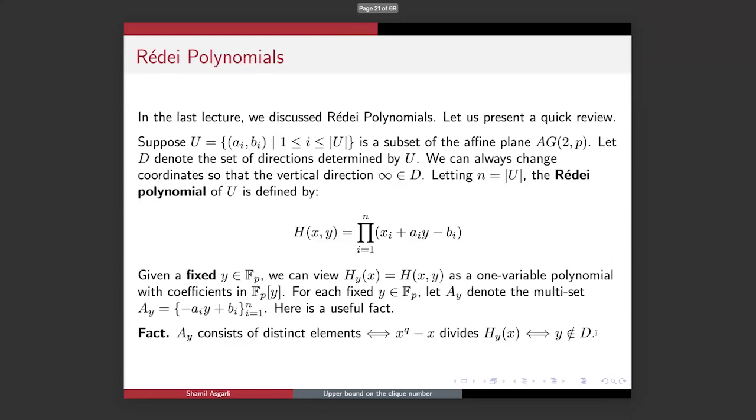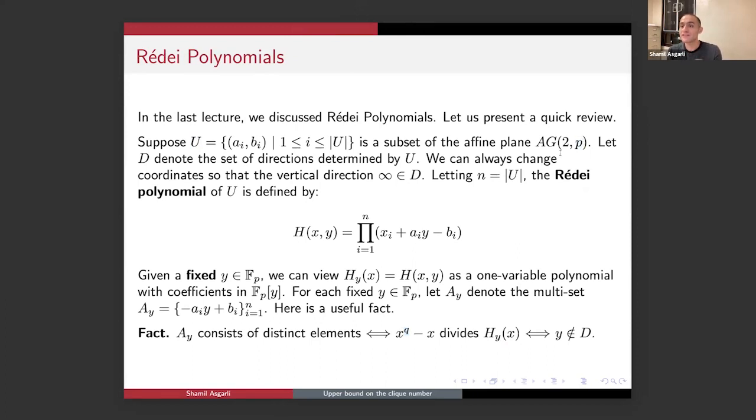Shamil, sorry, but yeah, question. What is q? X to the q minus x divides the polynomial. What is q? Oh, excellent question. You're totally right, there's a bit of a typo here. So this q would be p in this case. So this should be p using this notation.